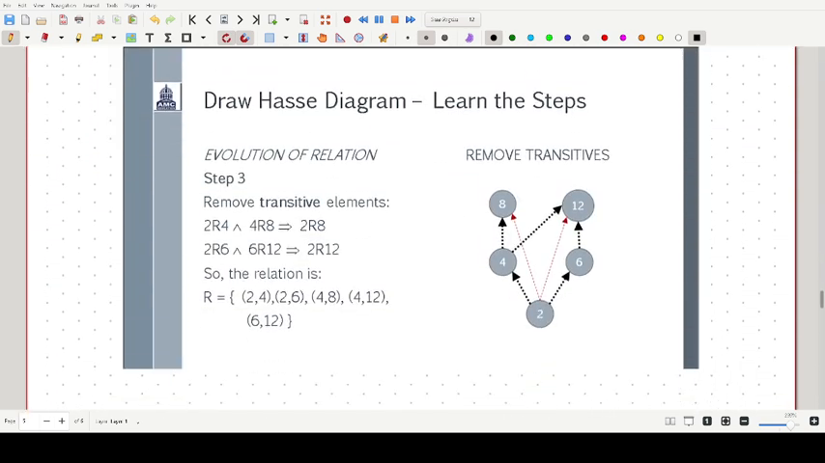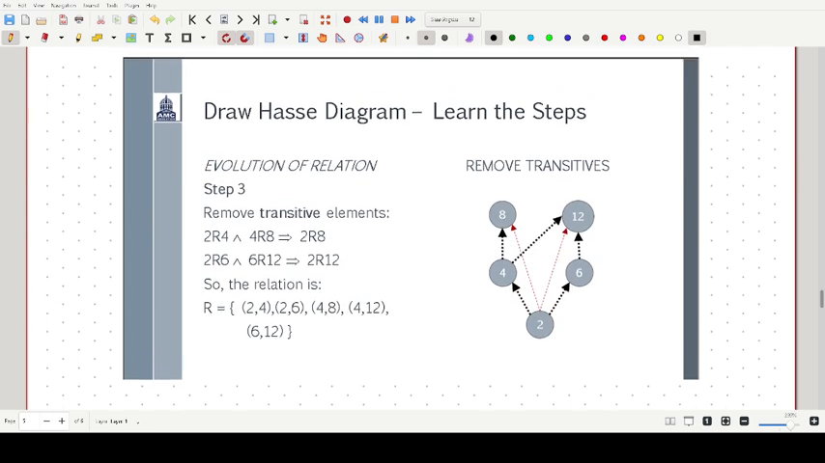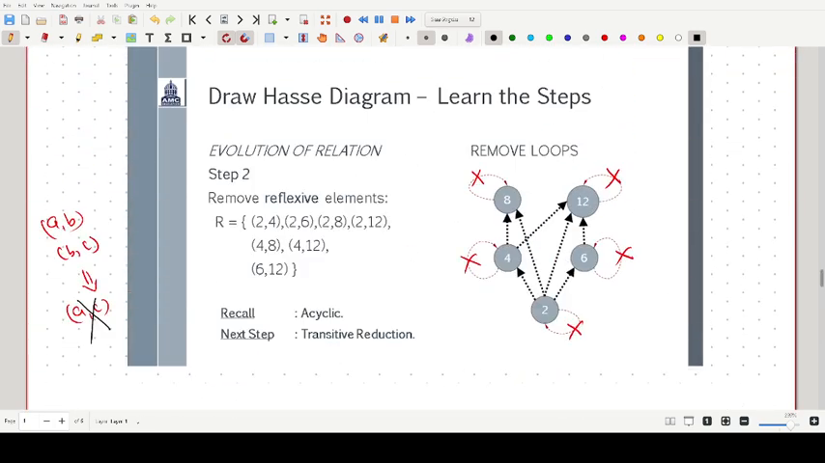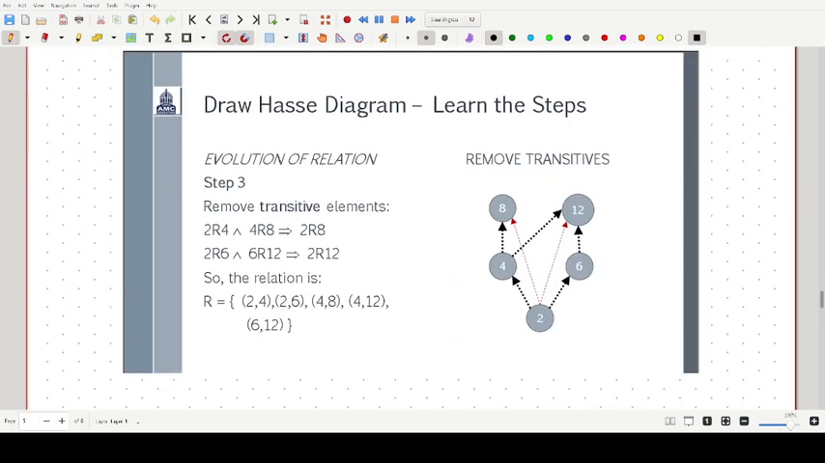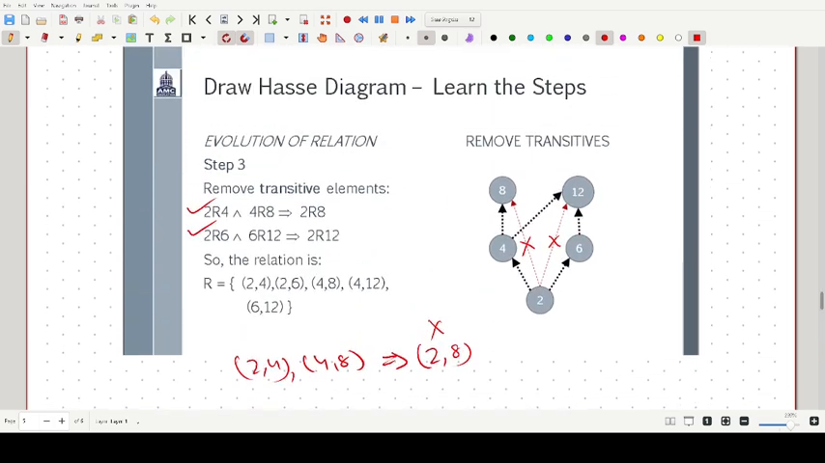Let's look here. So those are the transitive elements. What we do is that we remove this particular edge over here, which is 2 comma 8. We remove 2 comma 8 because we have got 2 comma 4 and we have got 4 comma 8. That is the reason we remove 2 comma 8 as mentioned in the first rule here. The second rule says that if we have 2 comma 6 and 6 comma 12, we are going to remove the edge from 2 to 12. And once we remove all of these, we get our Hasse diagram.